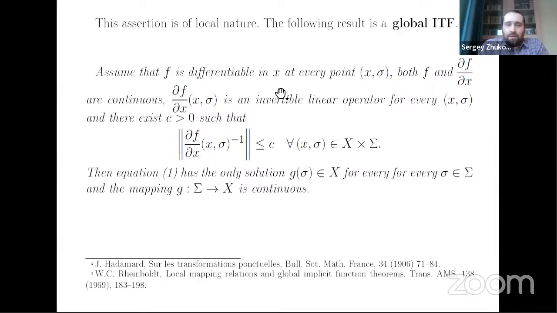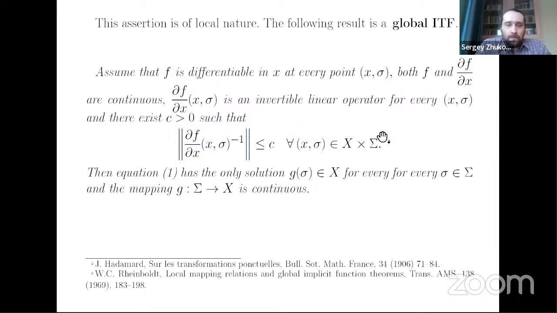Assume that the mapping F is differentiable in X at every point of the domain, and the mapping and its derivative are continuous. Assume that the derivative of F in X is an invertible linear operator at every point of the domain, and that the norm of the inverse of this linear operator is bounded. Under these assumptions, the initial equation has the only solution G of sigma for every sigma, and moreover, the mapping which corresponds to sigma, this unique solution, is continuous. This result follows from the well-known Hadamard theorem. For Banach spaces, this assertion was proved by Reinboldt.